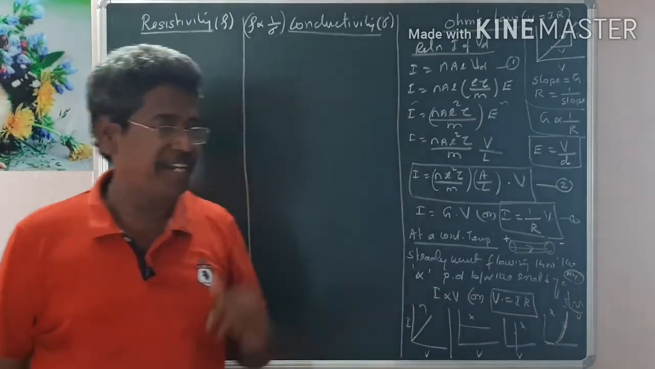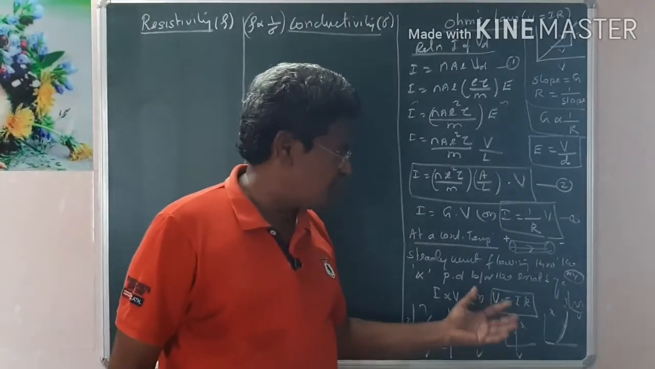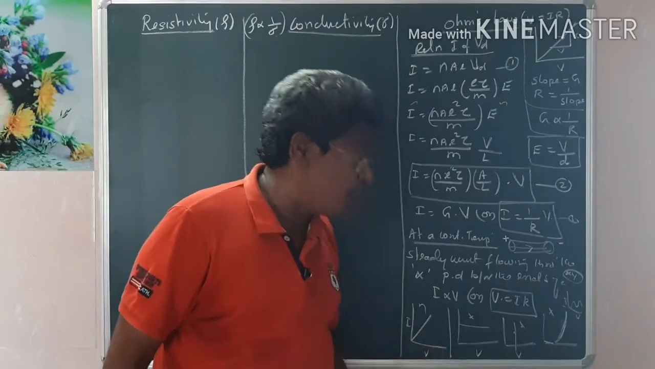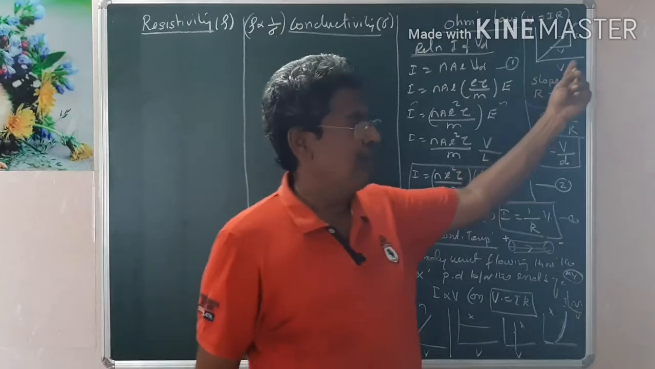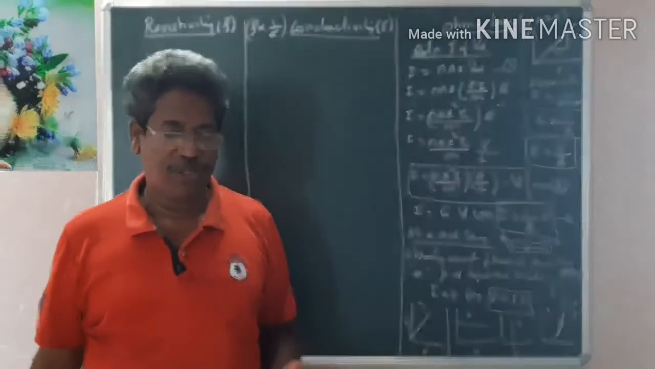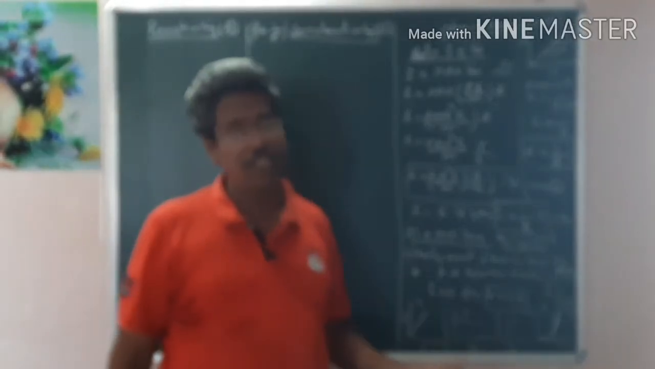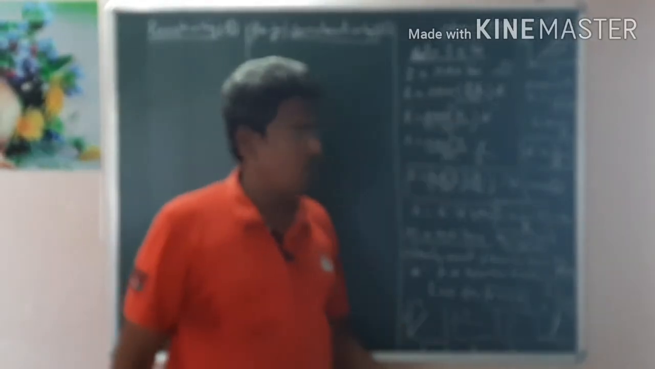You should keep this in mind, because whatever you study, you should be well versed enough to interpret it in a graph. Therefore, a graph is drawn between V and I. For every change in V, there must be a corresponding change in I. Then it is called Ohm's law. This is the derivation for Ohm's law.